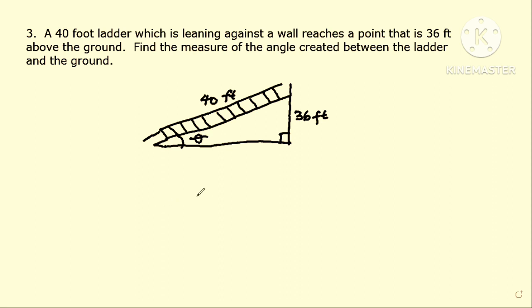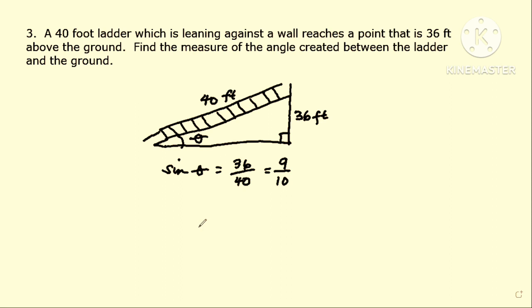Now, again, what function is involved here? We have the opposite side and the hypotenuse. So that is the sine function, right? So sine theta is equal to opposite, which is 36, over the hypotenuse, which is 40. So 36 over 40, or we can simplify this. We can divide both by 4. So this is 9 over 10, no?